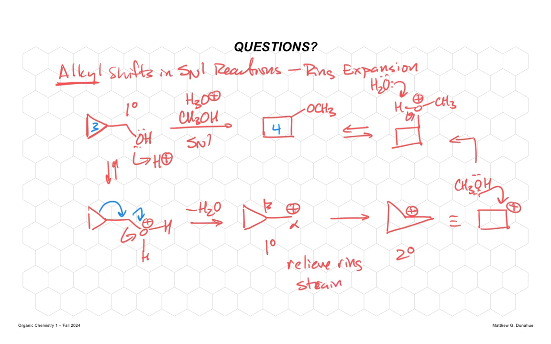We know that going from 3 to 4 to 5, 6 is the most stable ring, if we recall what we learned in Module 3. You'll get these alkyl group shifts to relieve ring strain.